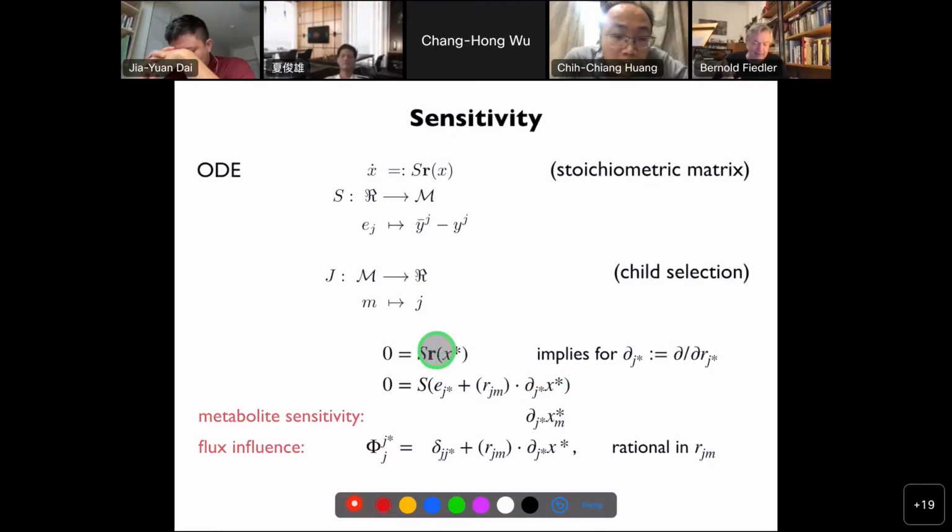And that is, of course, multiplied with SR prime. That is our Jacobi matrix here. And I also have to differentiate implicitly, implicit function theorem, the R with respect to reaction rate J star. That gives me a Jth unit vector.